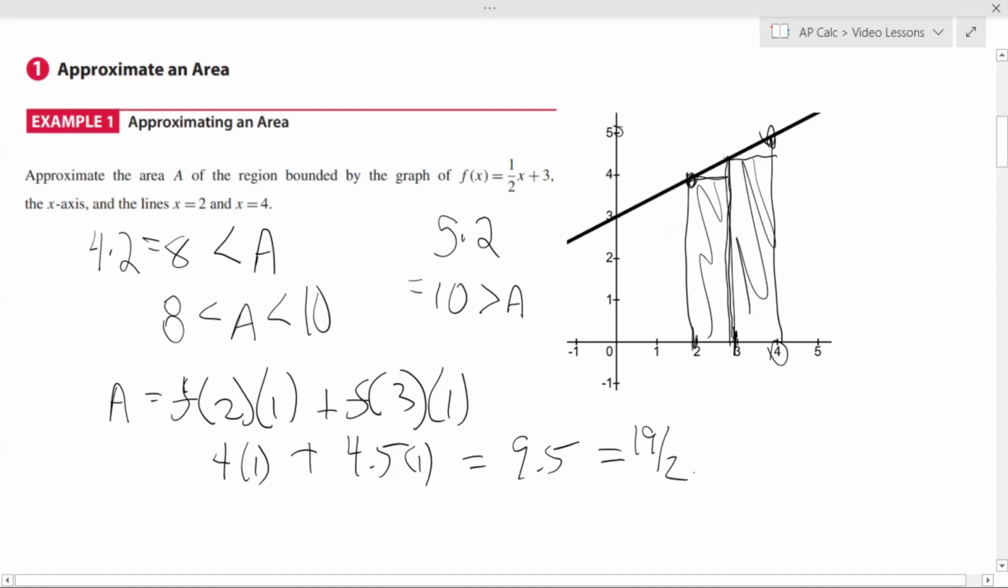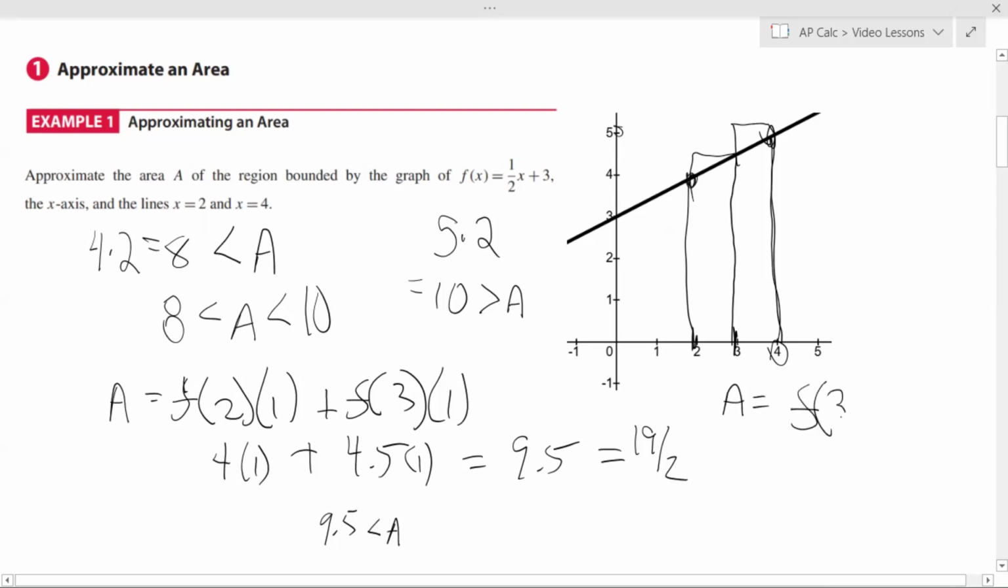Okay, so now I know that the area is greater than 9.5, but if I used the right endpoints here with these two, so this one like this, and then this one like that, then the area for that would be f of 3 times 1 plus f of 4 times 1. We already said that f of 3 is 4.5, times 1 would be 4.5, and f of 4 is 5.